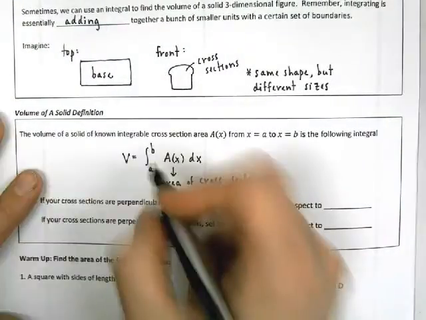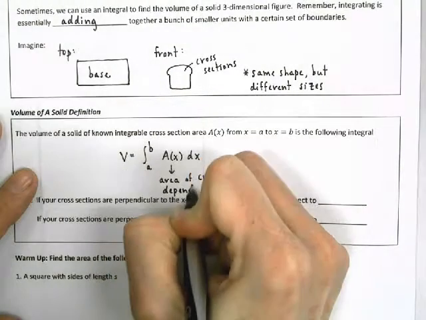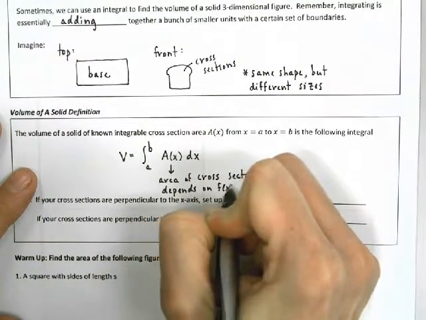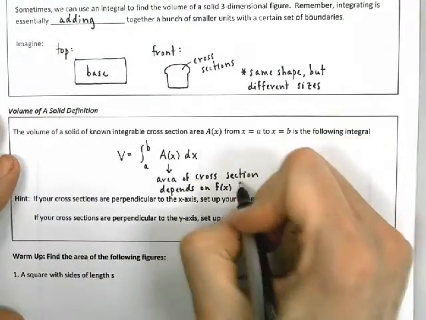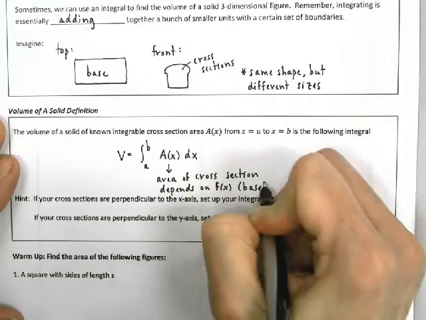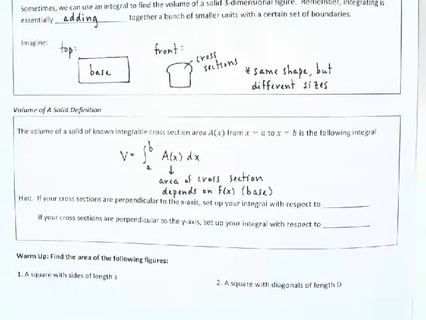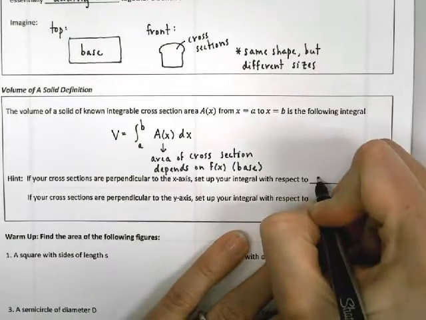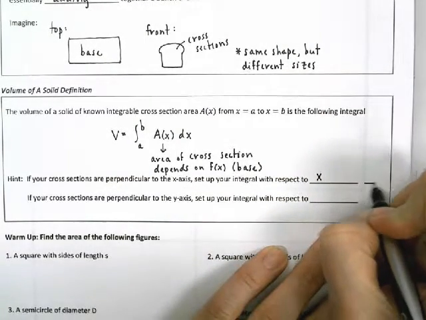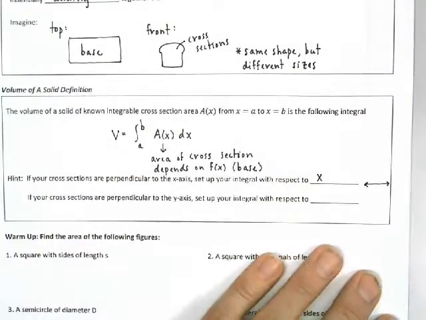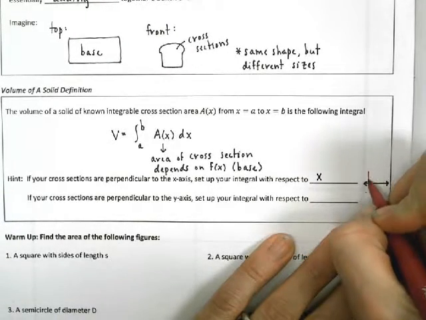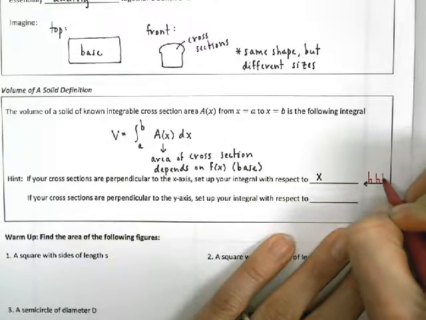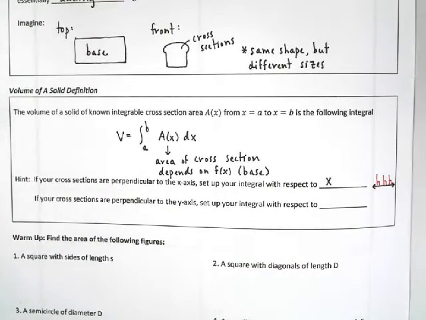Okay, and we know that area is going to depend on our function that's going to be given as our base. So I'm going to say depends on f of x or our base, and we'll get into a little more what that means in a little bit here. Now, we can have two different types of cross-sections. We can have cross-sections that are perpendicular to the x-axis, and if so, we're going to set up our integral with respect to x. So if I have my x-axis here, I might have cross-sections that are going to be perpendicular to x. And again, we'll see what that would look like in a problem.